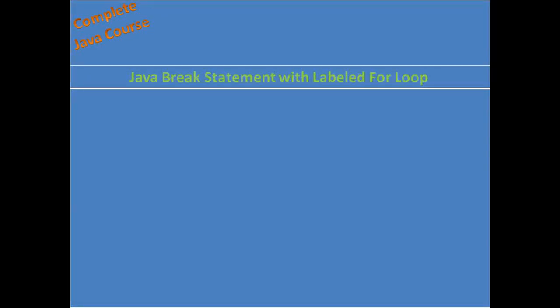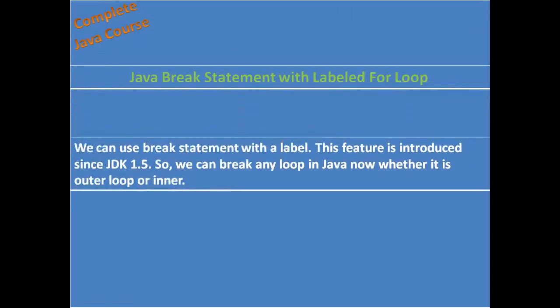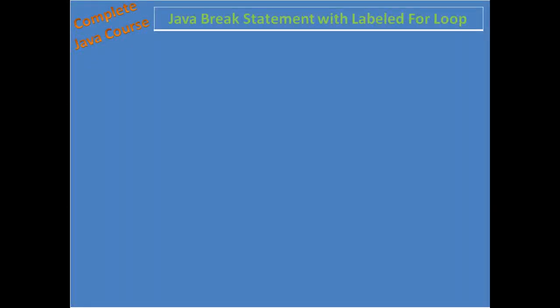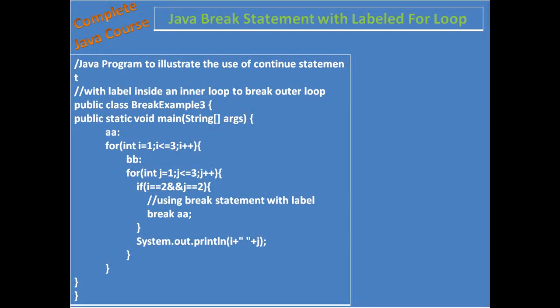Java break statement with labeled for loop. So we can use a break statement with a label. This feature was introduced in JDK 1.5. So we can break any loop in Java now, whether it is the outer loop or the inner loop. So this is the example.